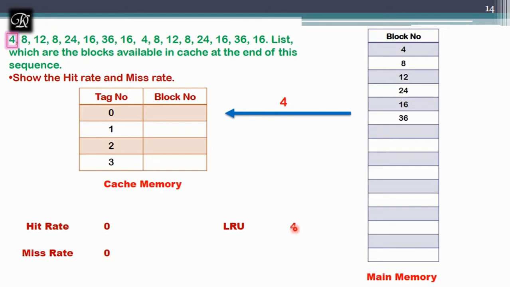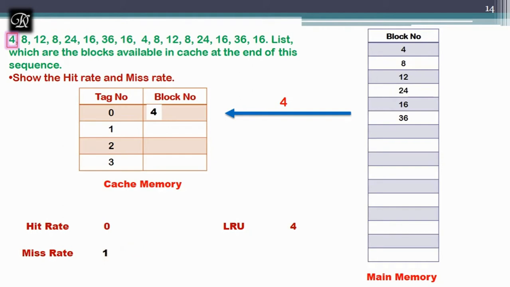So now the request is for 4. This is going to be the recently used, so I'm going to add this to the array. And now 4 is requested. 4 is actually not there in the cache, so it has to be retrieved from the main memory. So the miss count should be increased to 1.